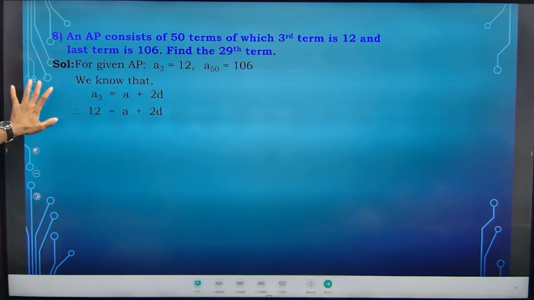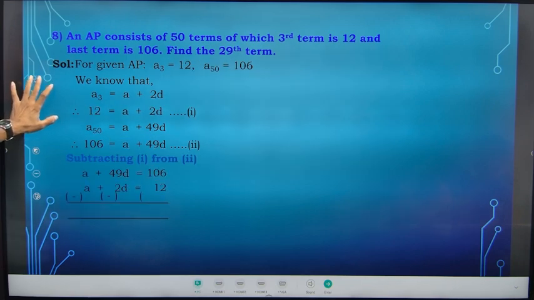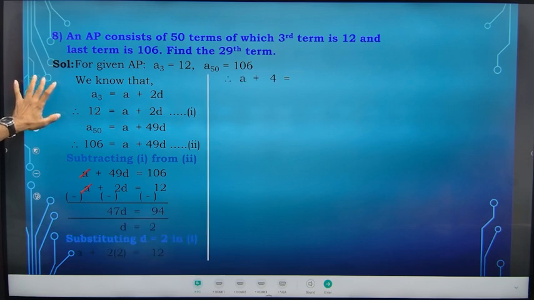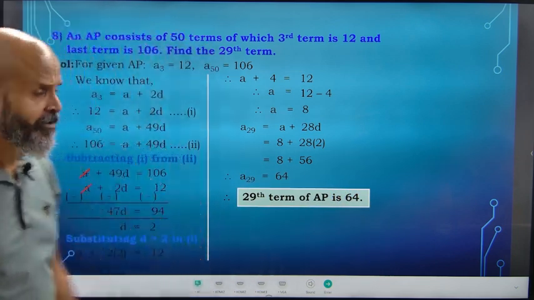A3, A50, subtracting we get 49. So obviously D is equal to 2 and we have A is equal to 8. So the 29th term of the AP is 64.